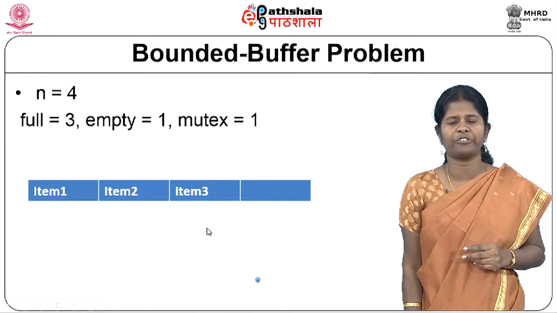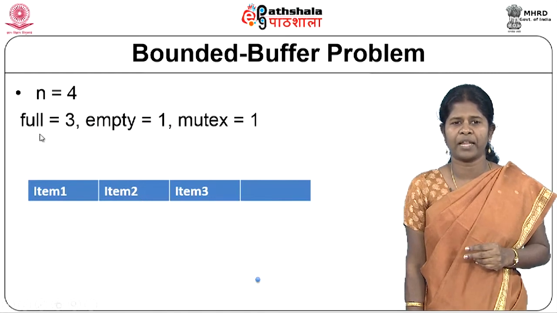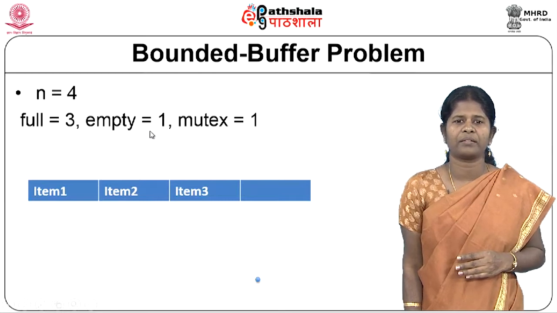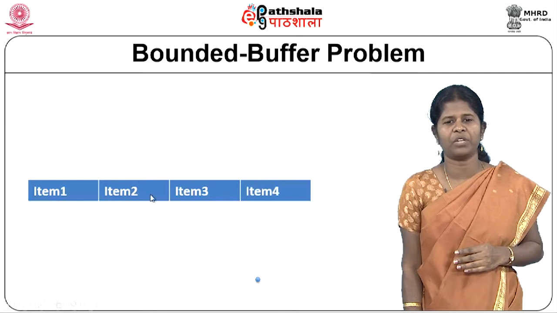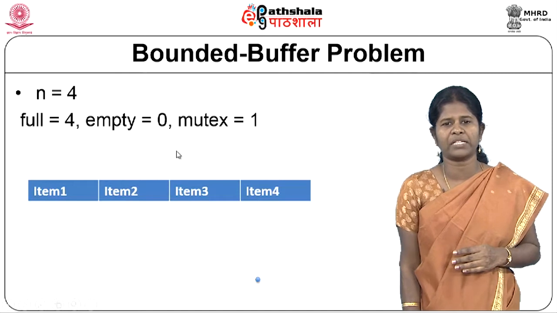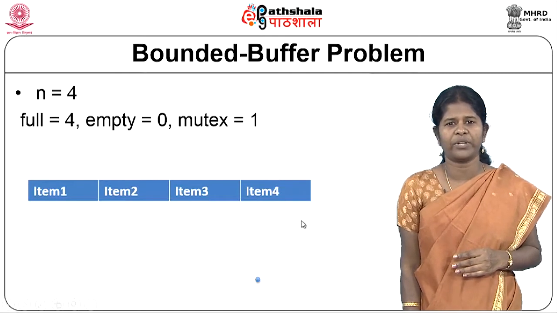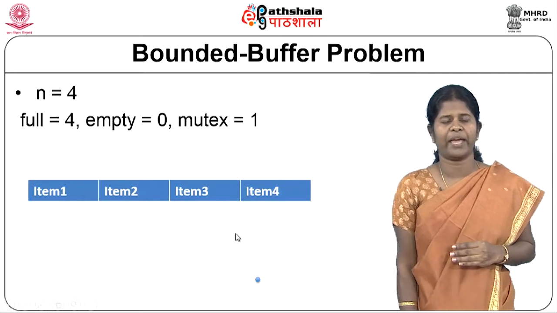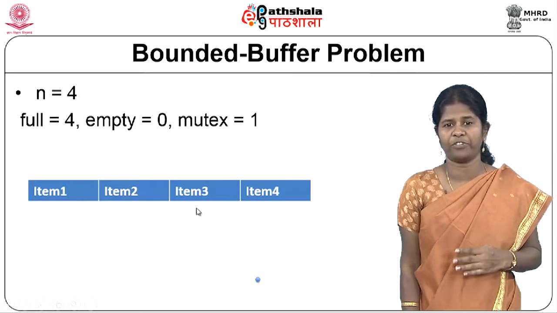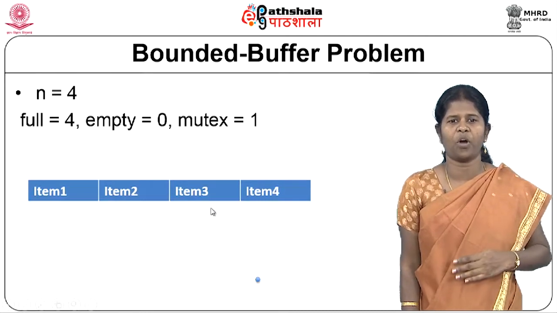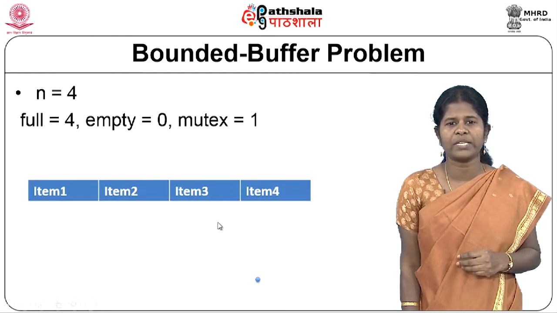So now what happens to full? Full should be signaled. Signal full is executed, it becomes 3 and mutex is signaled, that also becomes 1. And similarly for item 4, after item 4 is being placed, your empty is 0, mutex is 1, full becomes 4. Now all the buffers are full. So after all the buffers are full, if the producer wants to place another item, we will see what happens.